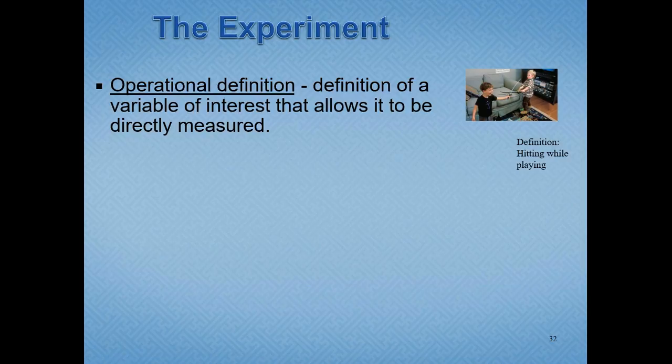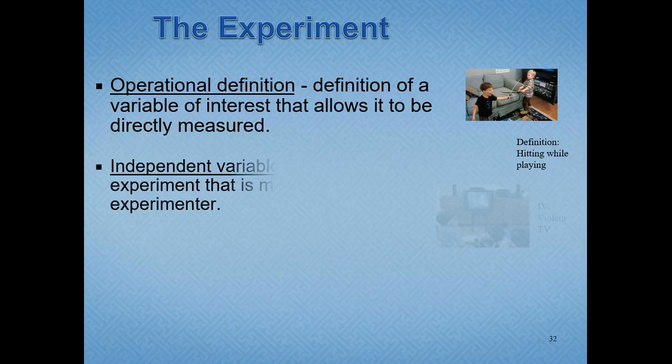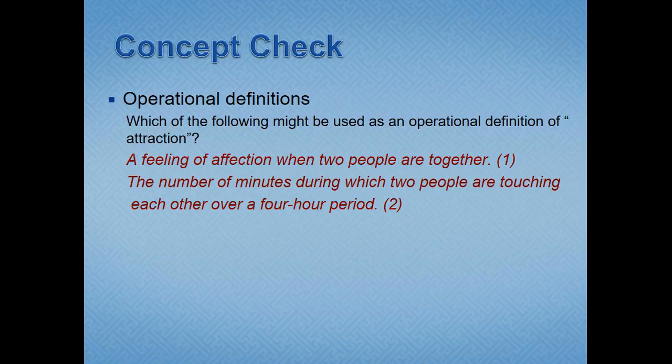Let me give you an example of an operational definition. If we ask the question, which of the following might be used as an operational definition of attraction, we have choice number one, a feeling of affection when two people are together, or choice number two, the number of minutes during which two people are touching each other over a 4-hour period. Notice the second one is something that you could observe that is certainly defined well, and therefore it's something that we can measure. The first one is a feeling of affection. Well, how do you define a feeling of affection? If we don't come up with an operational definition, we can't measure the variable. So number two is the better choice.